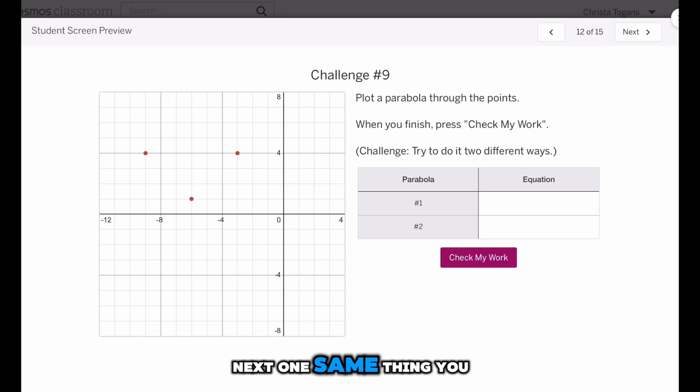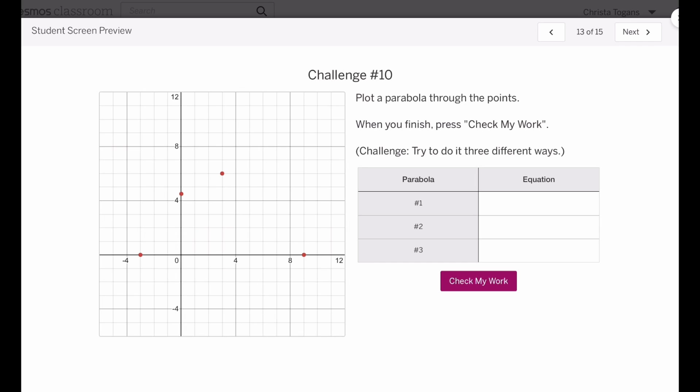Next one, same thing. You have to try something. You don't have any x-intercepts, but you do have a vertex. So you need to remember that in order to make it wider, you put fractions in front of the parentheses. I would use vertex form for this one.